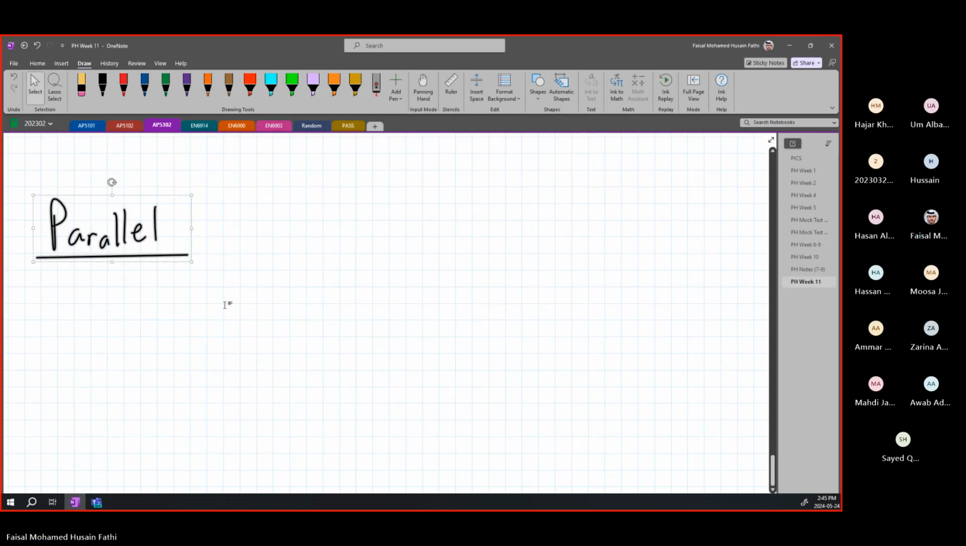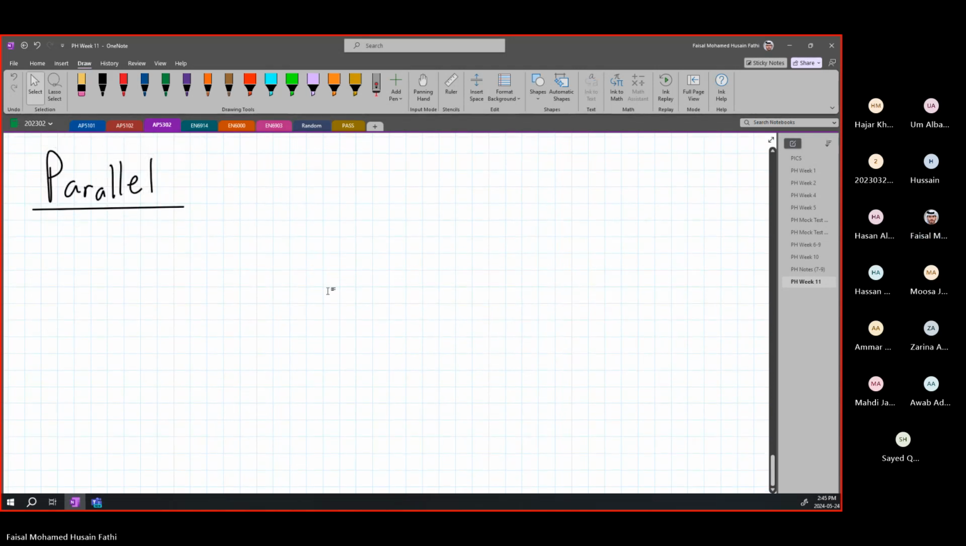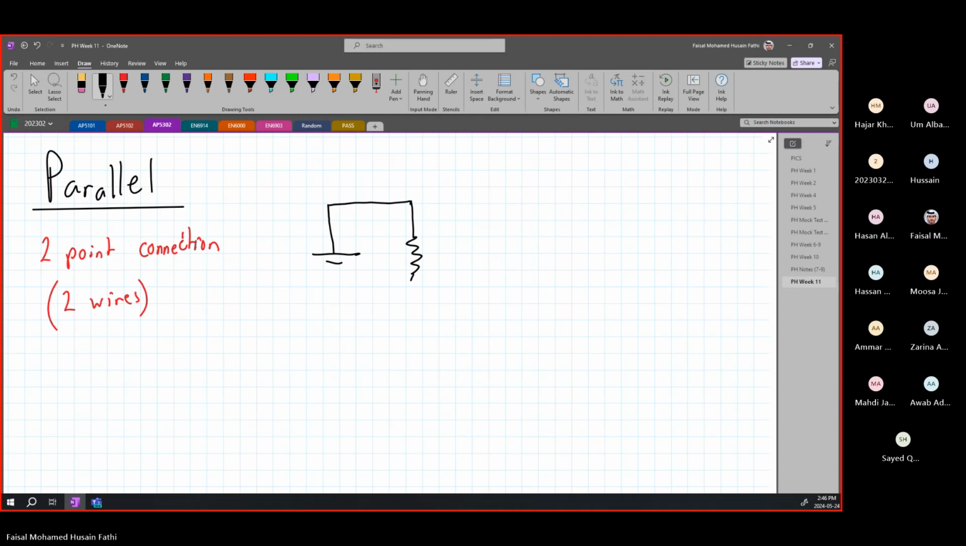Okay? Let's look at a parallel connection. A parallel connection, what does it mean? It means 2-point connection. In other words, you have two wires. All right, and let's look at how that would look in a circuit. Let's say we have our battery in this way. We have a resistor here, and we have a resistor here.